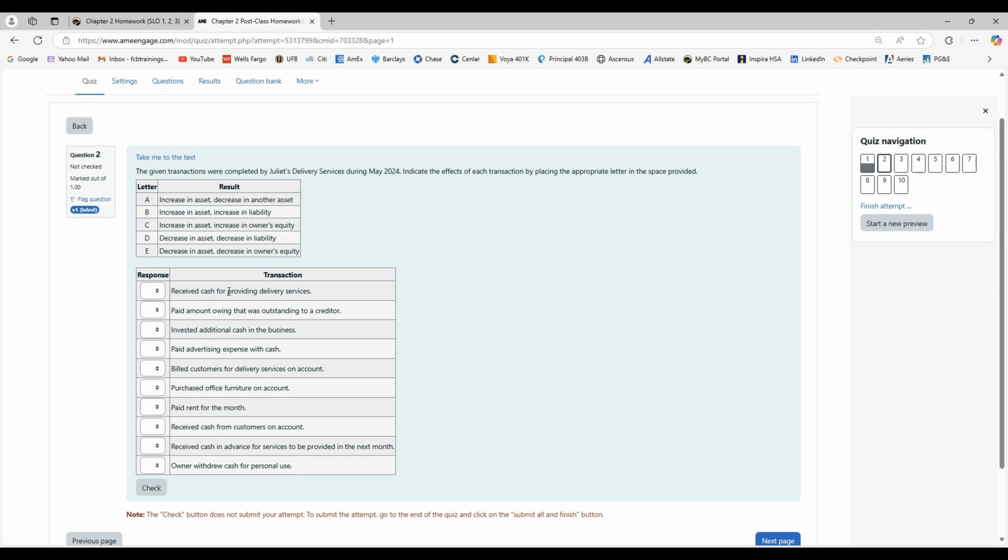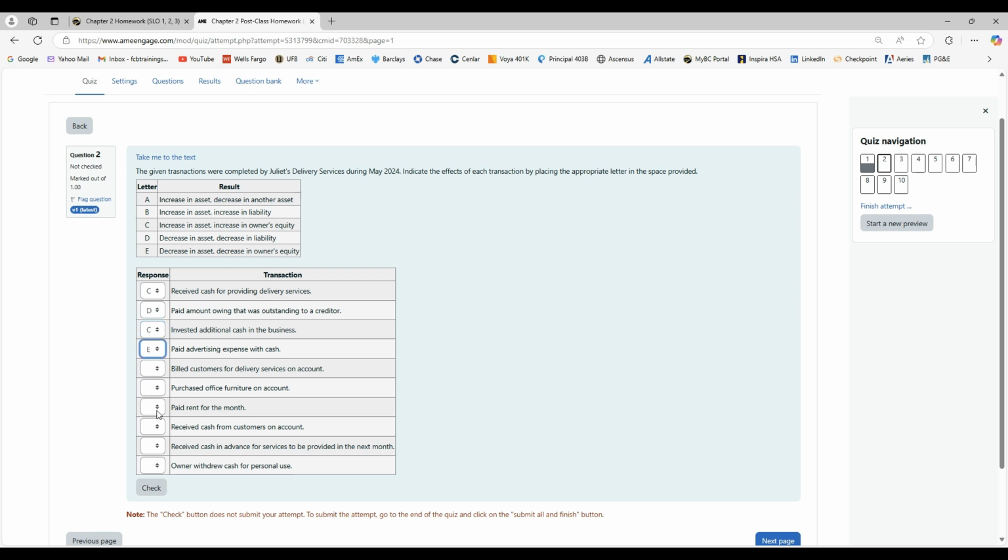Okay, so we received cash for providing delivery services, so we're going to have an increase in an asset and an increase in owner's equity for the revenue that we are recognizing. Paid amount owing, that was outstanding to a creditor, so we'll have a reduction in an asset, cash being paid, and a decrease in liabilities, so D. Invested additional cash in the business, we'll have an increase in cash and an increase in owner's equity.